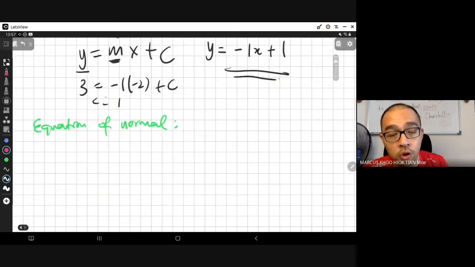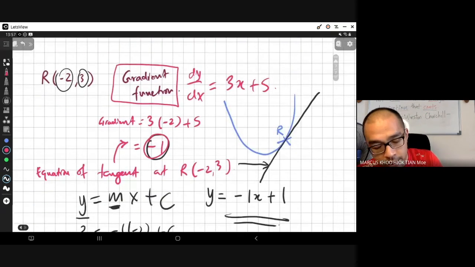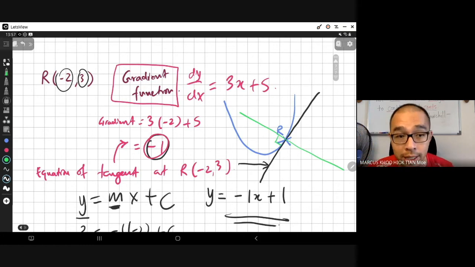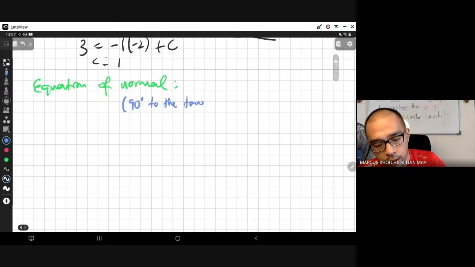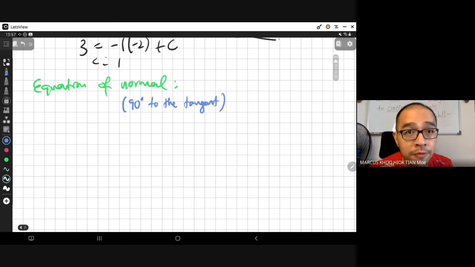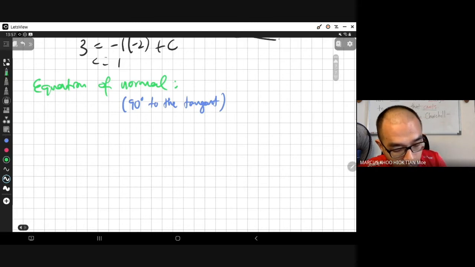Okay, but because this is a tangent, the green color line is a normal line, that forms a 90-degree angle to the tangent. So the normal is 90 degrees to the tangent. If you remember from Form 4 chapter 7 coordinate geometry, you will know that the tangent and the normal have a relationship, where the normal gradient is equal to -1 over the tangent gradient.